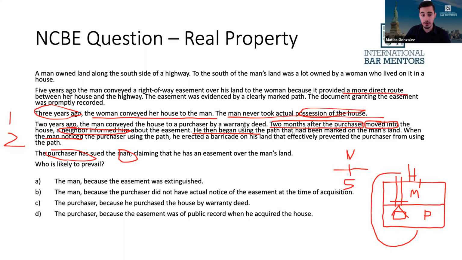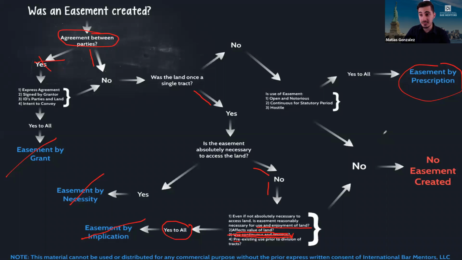Well, the question doesn't tell us what the statutory period is, right? But we do know that when the man noticed, as soon as it was open and notorious, he erected a barricade. Generally speaking, if they're not giving you a statutory period, it's because they're not going to test easement by prescription, because if they did, they would have to give you the statutory period in order for you to answer this question. So that's a little bit of a shortcut to knowing that easement by prescription is not going to be tested, so that rules out easement by prescription.